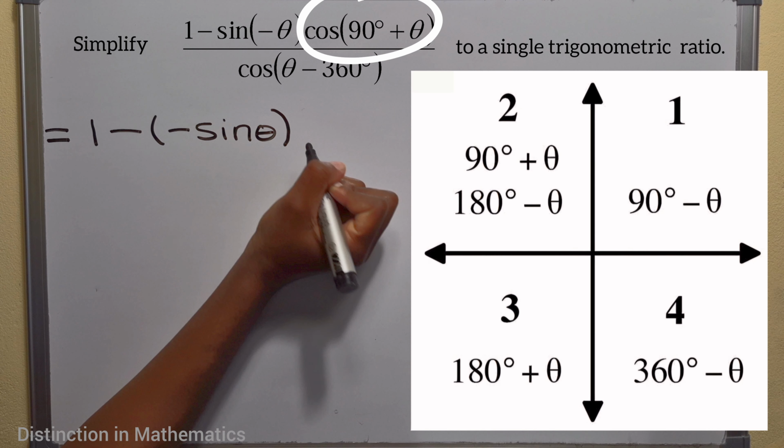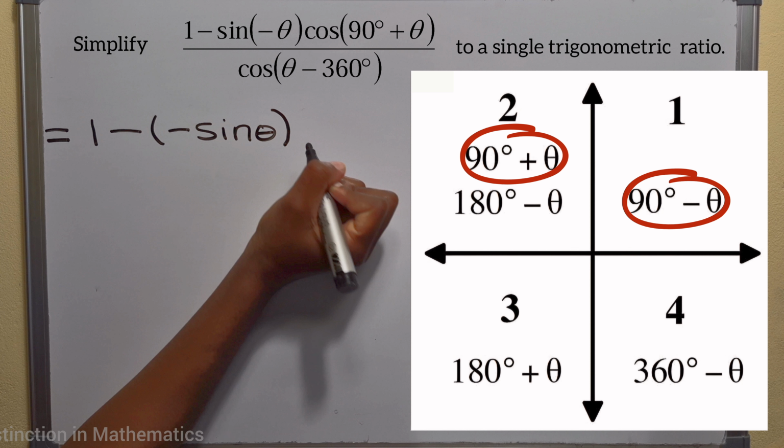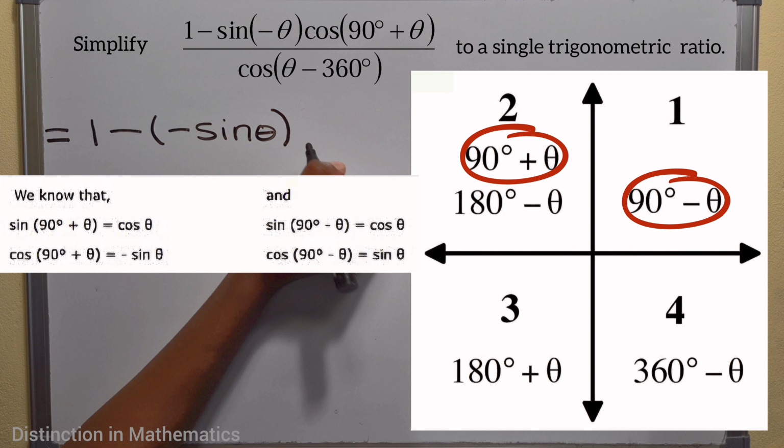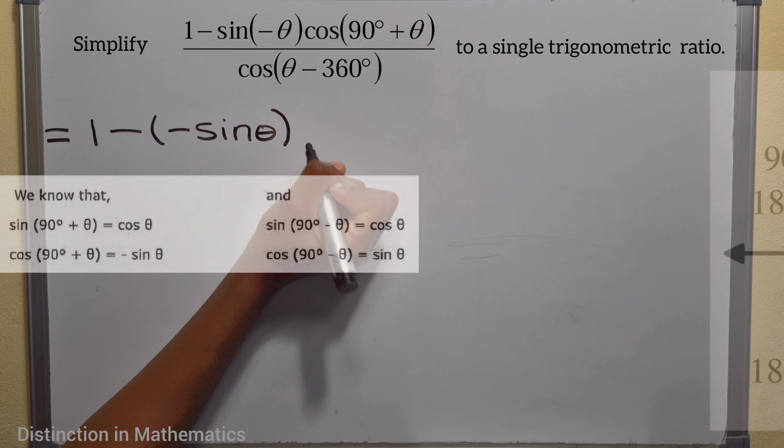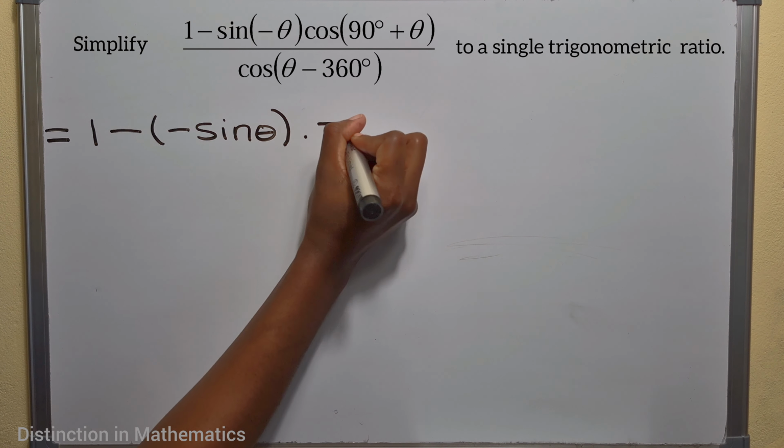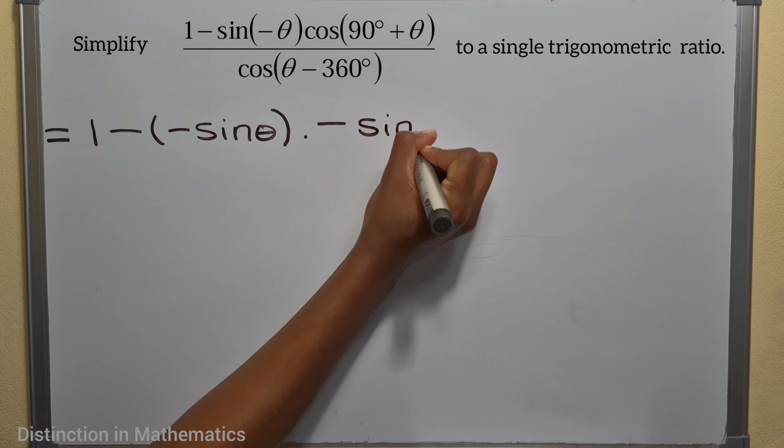90 degrees plus theta lies in the second quadrant where cos is negative. So that is negative cos theta. But remember, whenever we have a 90 degrees plus or minus theta, sine theta changes into cos theta and cos theta changes into sine theta. So we're not going to have a negative cos theta, but we're going to have a negative sine theta.